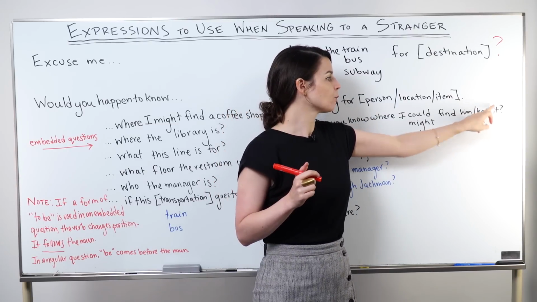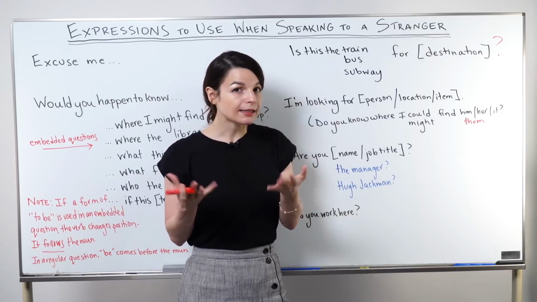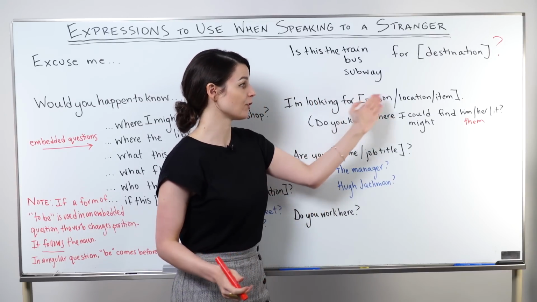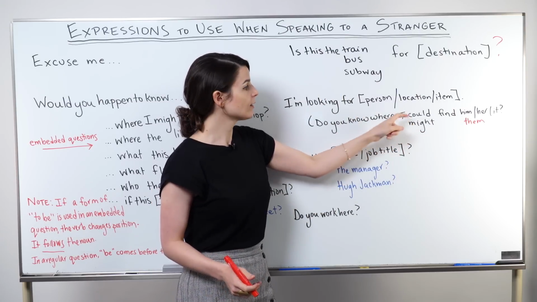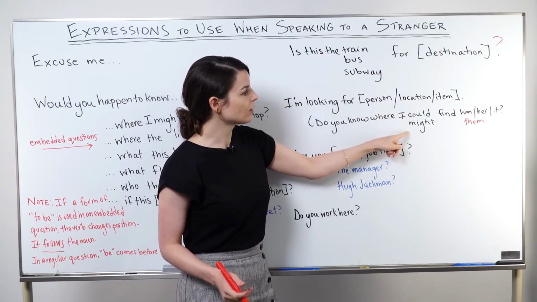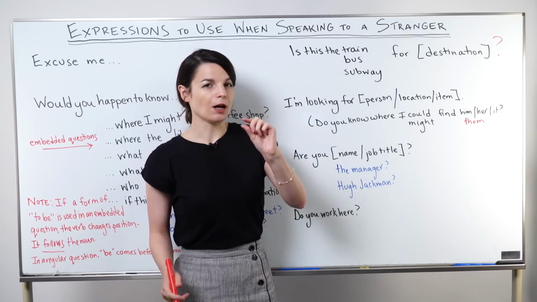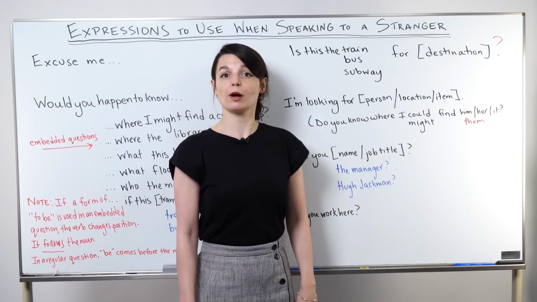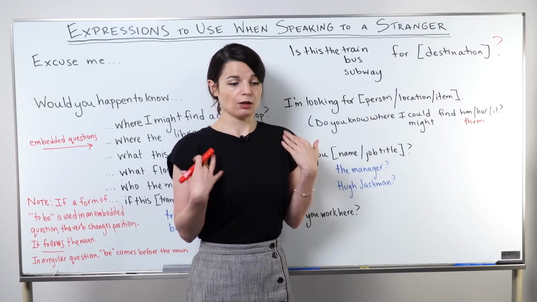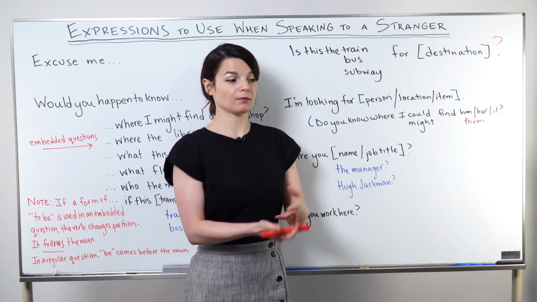So you can use one of these to clearly ask a question. So I'm looking for this person, or I'm looking for this item. Do you know where I could find it? So this could and might. I have these two things here. The difference is small in this case. Do you know where I could find him, or do you know where I could find it? Means, do you know where it's possible to find that thing?